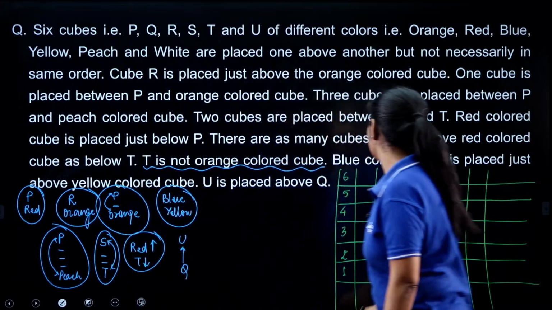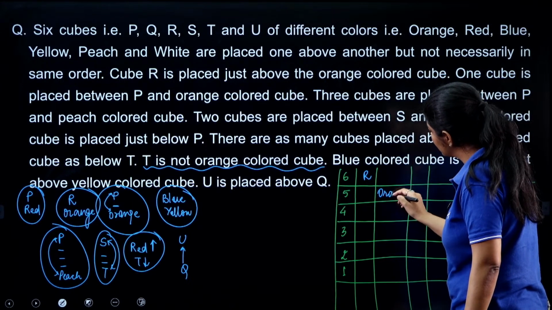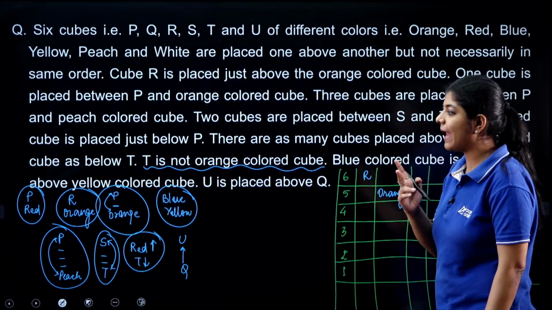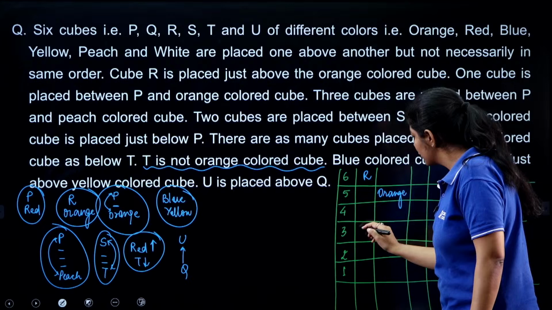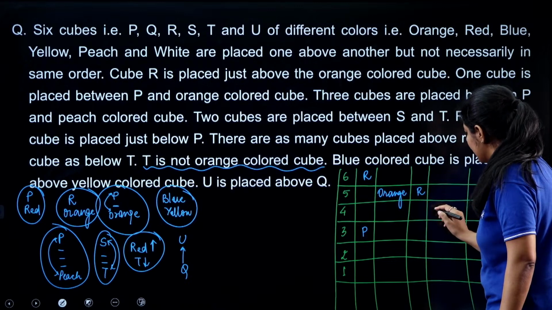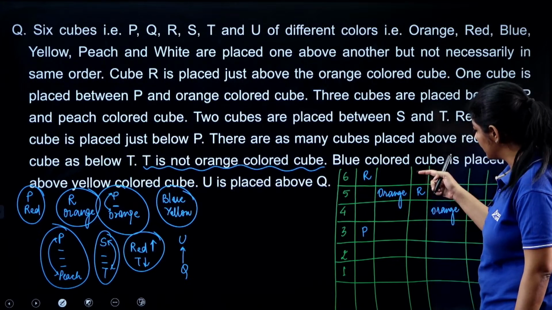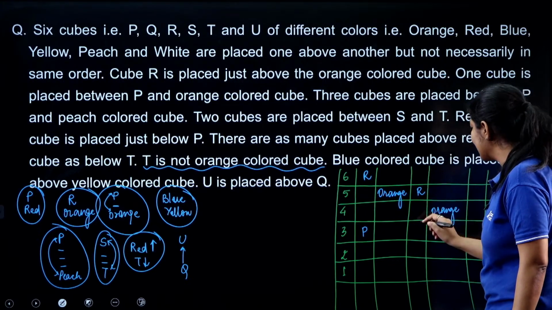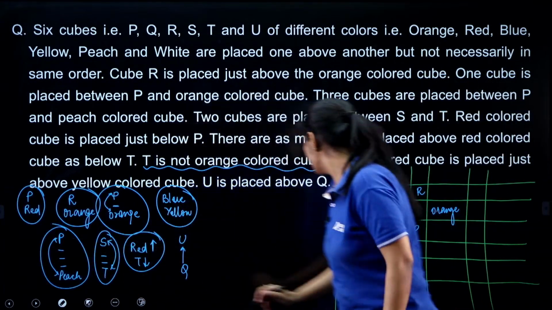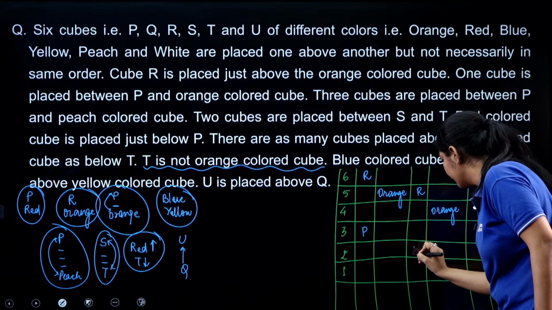Now we will start with R. Let's suppose R is over here. If R is over here, then the orange colored cube is this one, right? And there's a gap of 1 between orange and P. So we can assume that P is over here. But there are chances that R is over here. Then we have orange over here. And there are two positions for P now, this one and this one. So in this case, we are just assuming that P is over here, at a gap of 1. So we can assume here we have P.